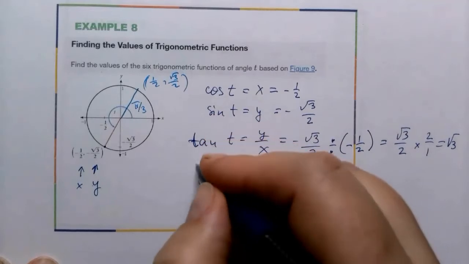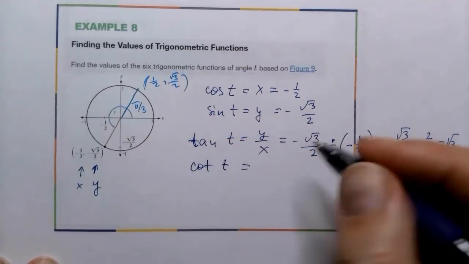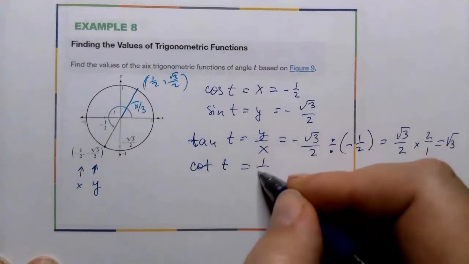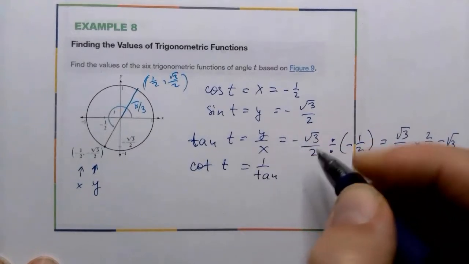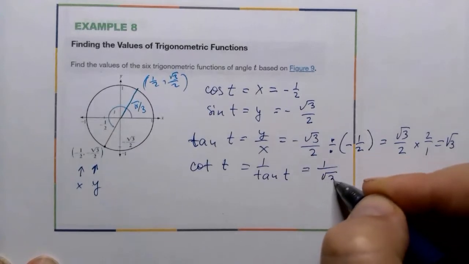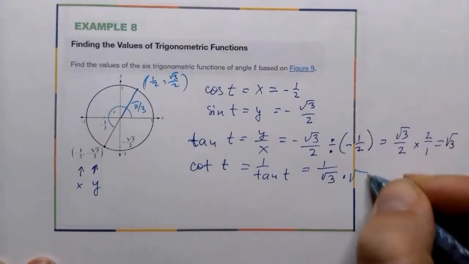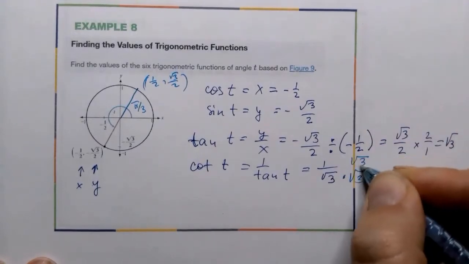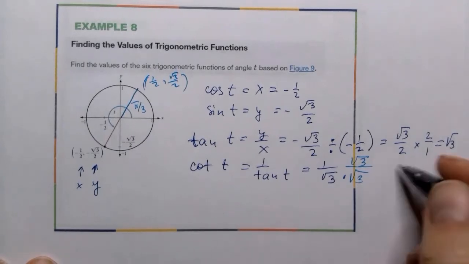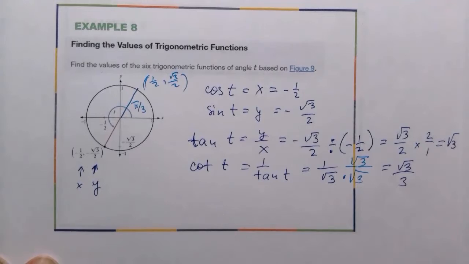For the cotangent, that's 1/tangent. So it's going to be 1/square root of 3, and rationalizing the denominator, we will get square root of 3/3.